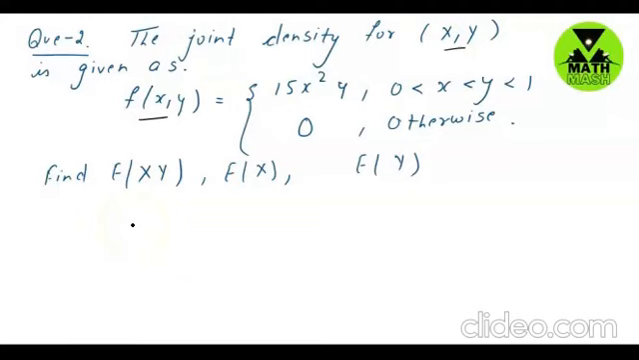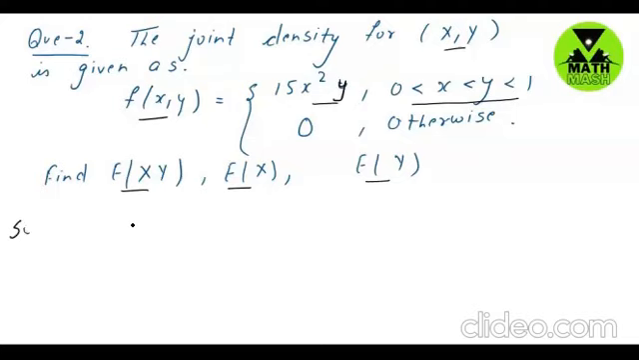Now coming to the next question, the joint density for xy. It is given as f of xy equals 15x square y, where x is greater than 0, x is less than y, and y is less than 1. So this is the domain where this function is well defined. Find the expected value of xy, the expected value of x, and the expected value of y.